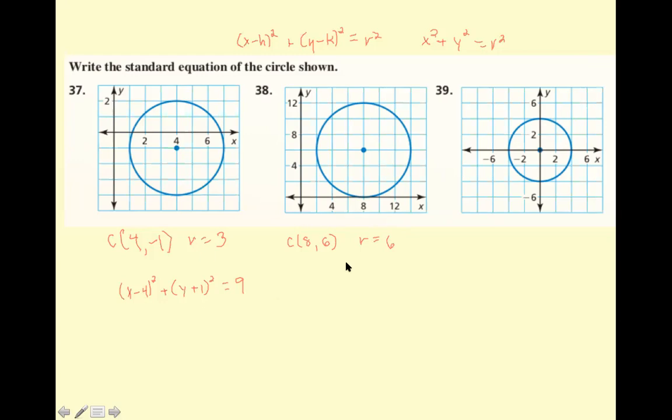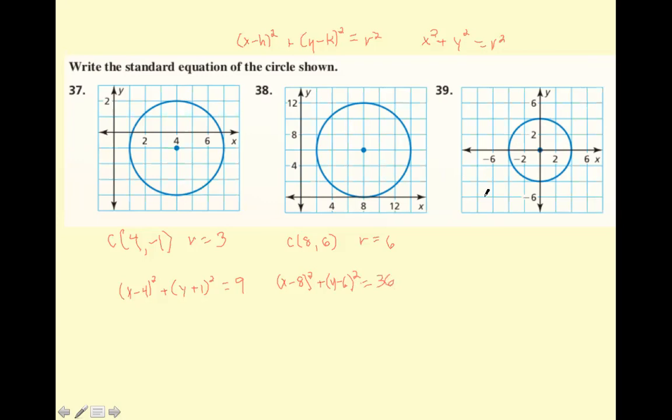So to write my equation, I'm going to have the quantity x minus 8 squared plus y minus 6 squared equals 6 squared, which is 36.